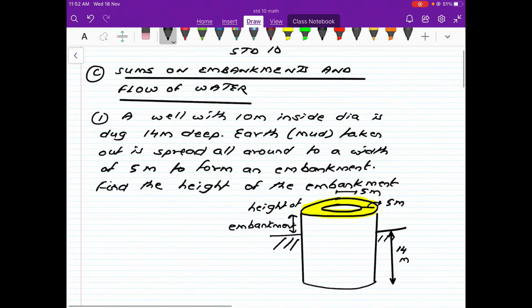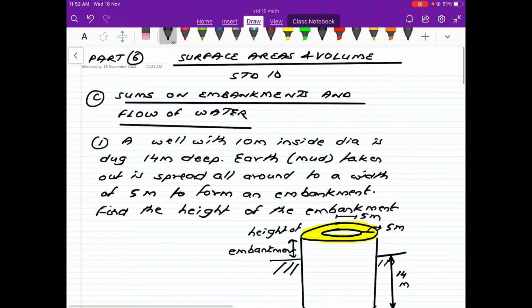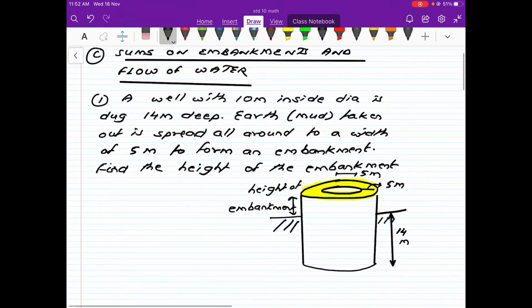This is part 6 of the chapter Surface Area and Volumes of Standard 10th. Now here we will be doing some sums on embankments and flow of water. What are those sums? We will just see. Just see the first sum.